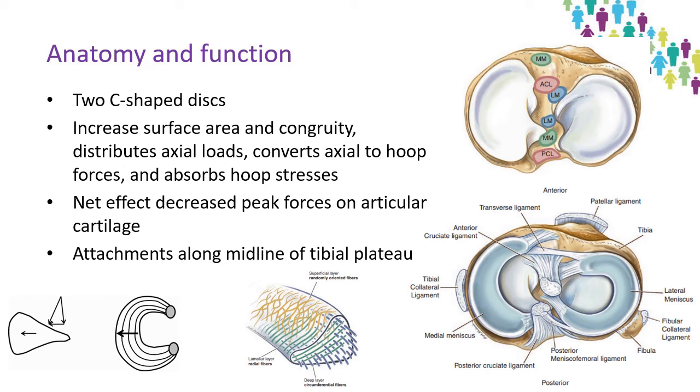They act to increase joint congruity and hence distribute forces over a wider area, along with providing a secondary stabilizing effect to the knee. Their cross-sectional wedge shape also means that they can take axial forces and convert them to hoop stresses that are then resisted by the circumferential collagen fibers and their root attachments to the tibial plateau. This in turn overall decreases the forces that are seen between tibial and femoral articular surfaces.